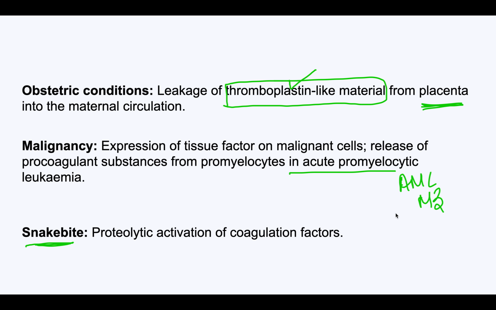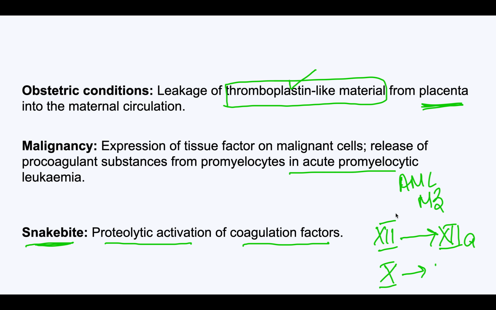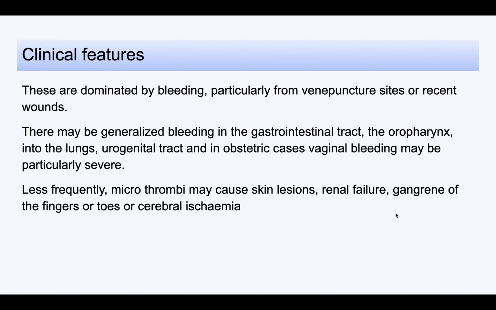Snake bite contains certain factors which mimic the body's clotting factors. So they proteolytically activate the coagulation factors. If you remember, if we take the example of factor 12, factor 12 needs to be proteolytically cleaved to form factor 12A. Similarly, factor 10 needs to be proteolytically activated to 10A. A few of the chemicals in the snake bite cleave the clotting factors and therefore start the coagulation cascade. So this was the reason behind the DIC.